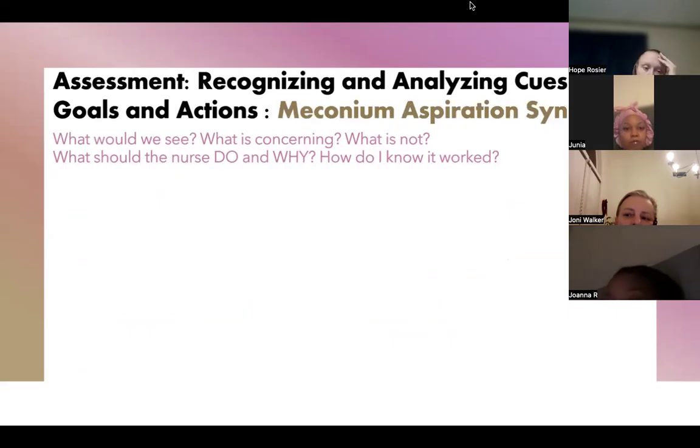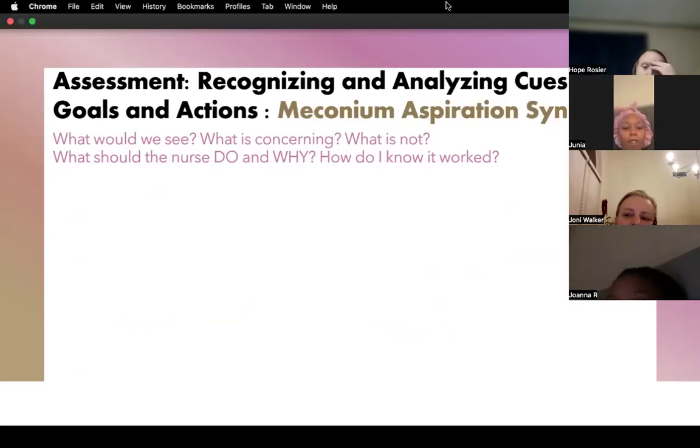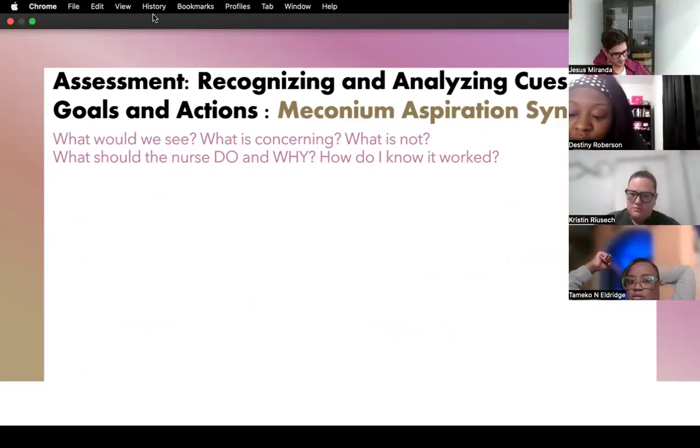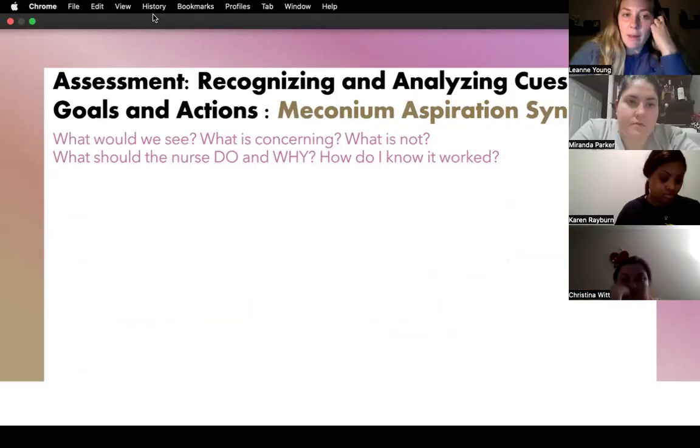Okay, now let's talk about meconium aspiration syndrome, because with this baby, we're worried about hypoglycemia and we're worried about meconium aspiration. With a meconium aspiration, what are we going to see? Like, how is that baby going to present?